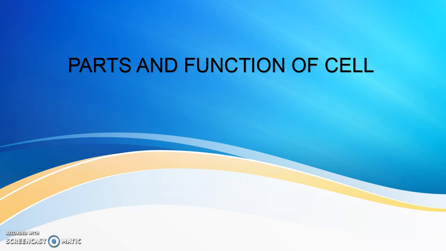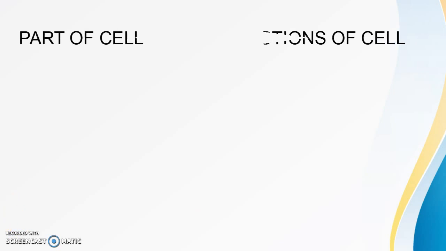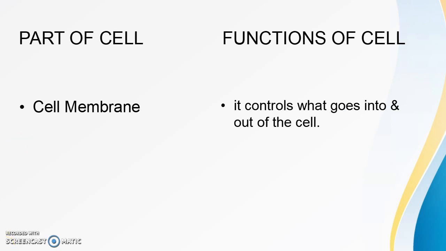And now, let's proceed to the parts and function of a cell. Cell membrane. Cell membrane or plasma membrane is a biological membrane that separates the interior of all cells from the outside environment. Its function is it controls what goes into and out of the cell.